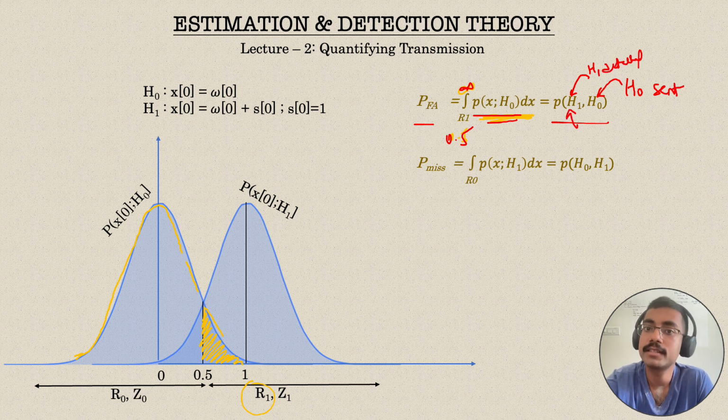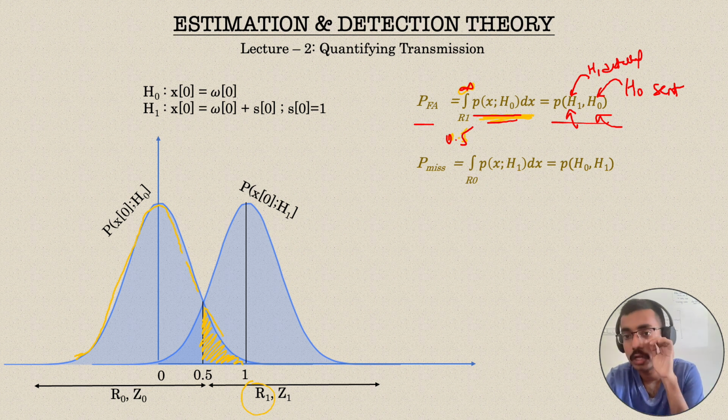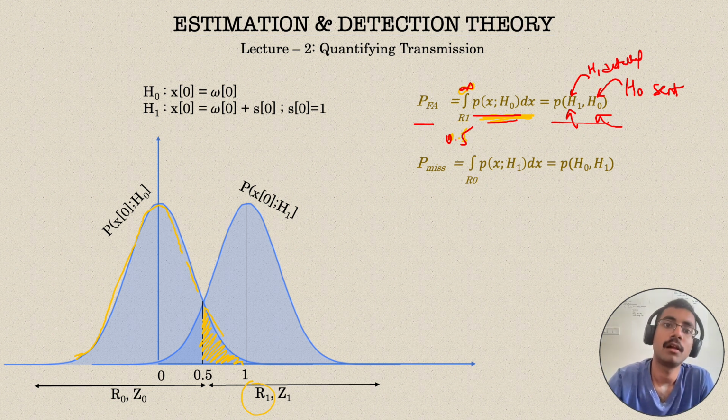That means we detected that the signal is there when there was no signal. This is another representation of this. So it can be represented with this integration, because we'll be solving problems. Developing this formulation will be very important, so I want you to pay utmost attention to this.